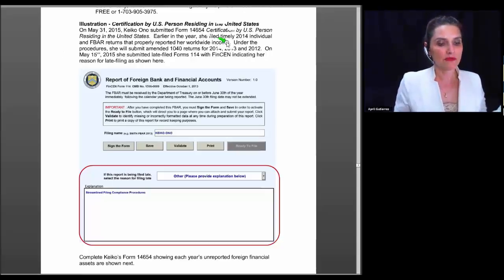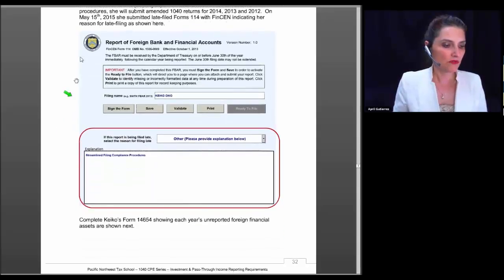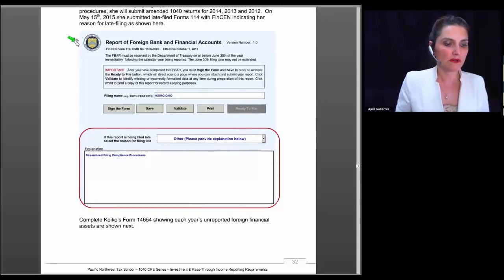And then on 2013, she's going to add in the offshore income and figure the tax she owes. In 2012, the same thing, figure the tax she owes. She needs to figure the interest she owes and then tally it all up and put it on the offshore compliance form, this 14654. But first, I did want to show you this front page of the report of foreign bank accounts and financial accounts. You can see here it says filing name.